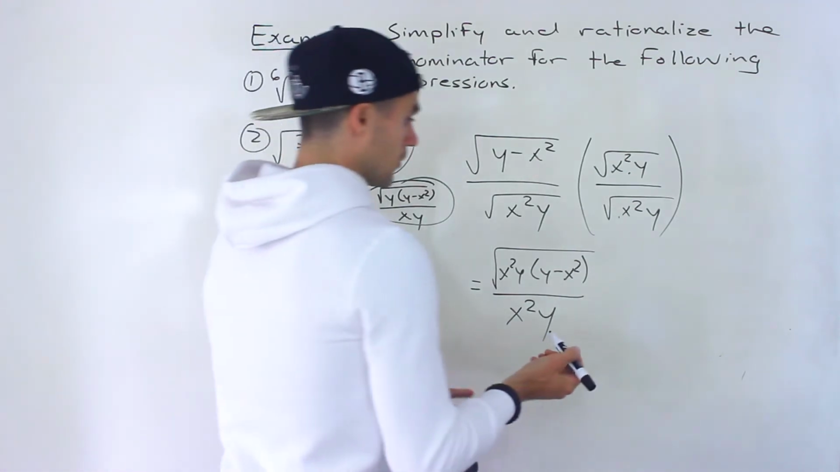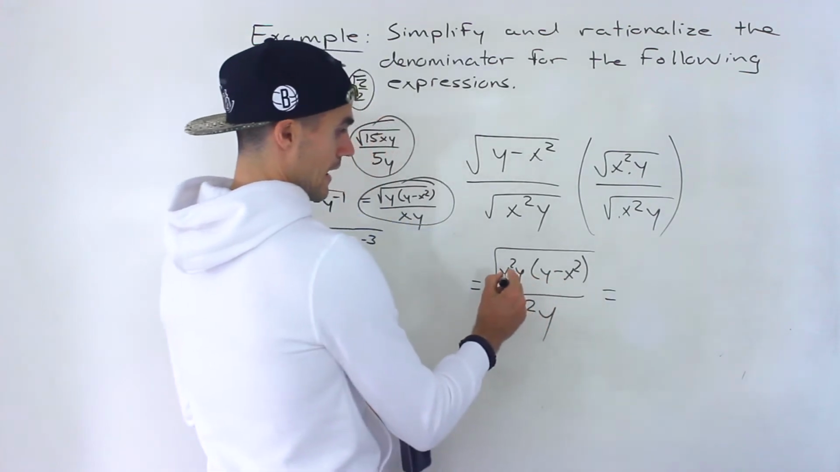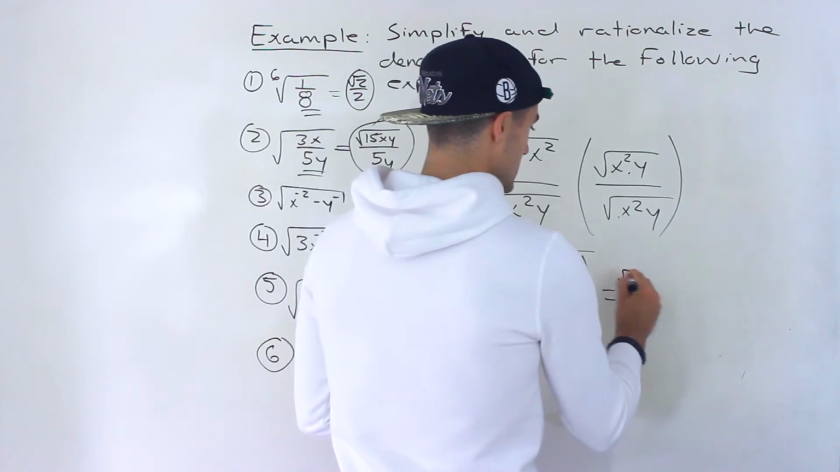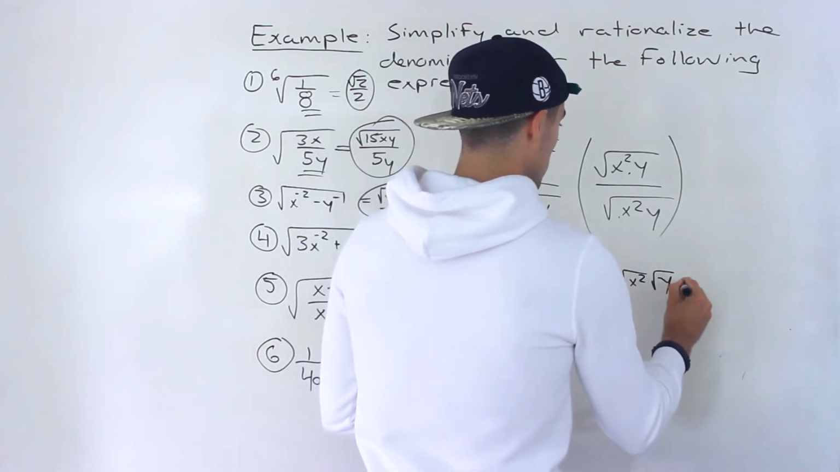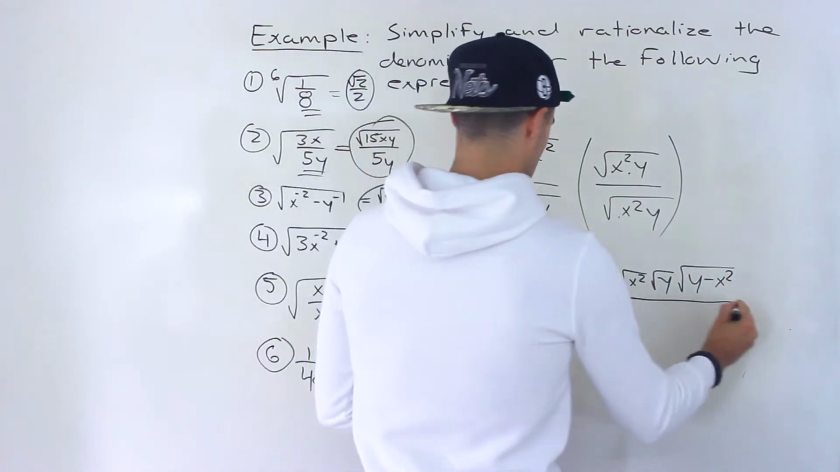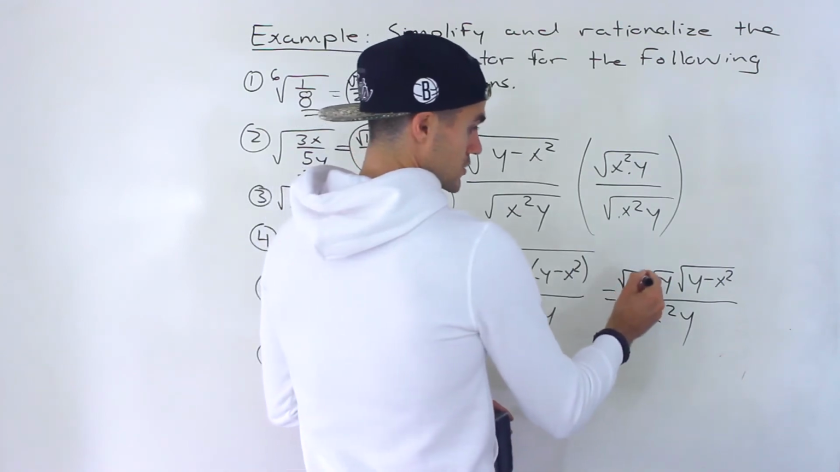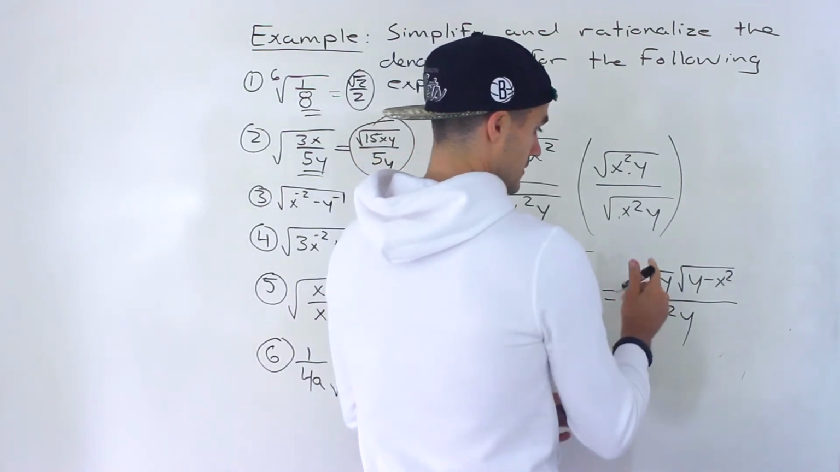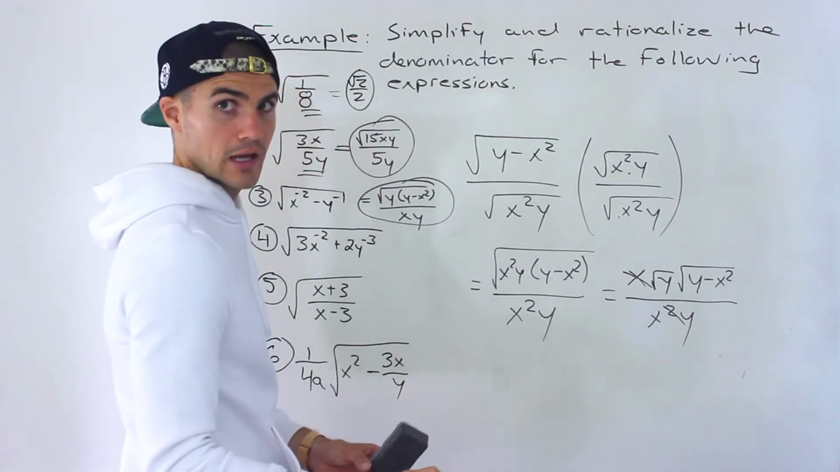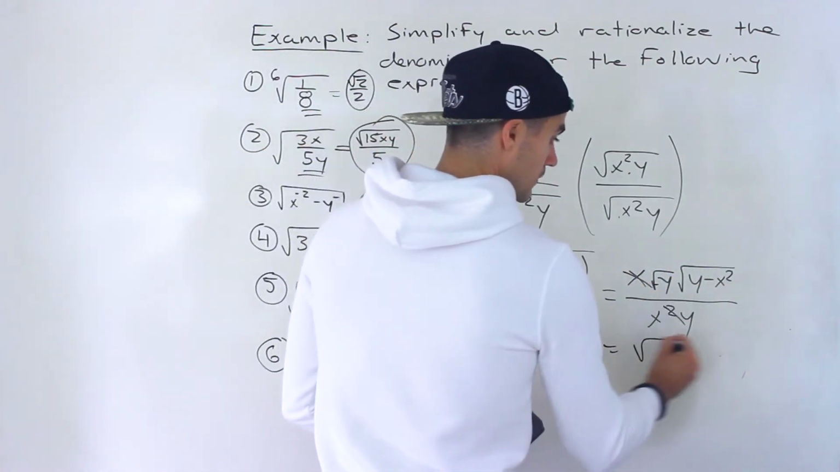Okay, but now from here, what would happen is you'd have to recognize that this x squared you could take out, so you can rewrite all of this as the square root of x squared, square root of y minus x squared, all over x squared y. And then notice the square root of x squared would just give us x, and then one of these x's and one of those x's would cancel out. And so we'd be left with this, and then we can recombine those.